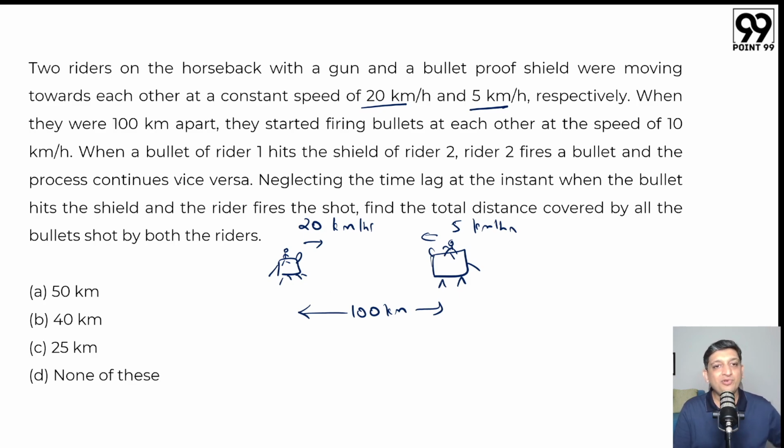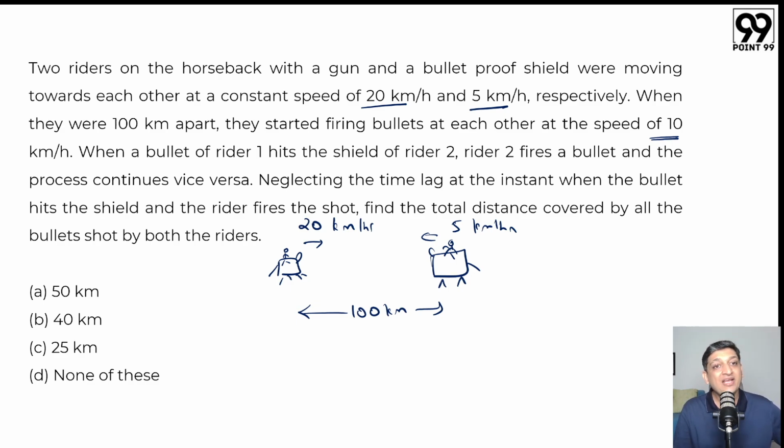Why? Because if you look at this particular question, what is happening here is you will have the bullets in motion throughout the entire journey. Now you just have to understand for how long this journey is happening, and you just have to figure out what is the speed of the bullet. We know that the speed of the bullet is 10 kilometers per hour. So if I know that these people have been firing bullets for 2 hours, I know that the bullet would have traveled for 20 kilometers.